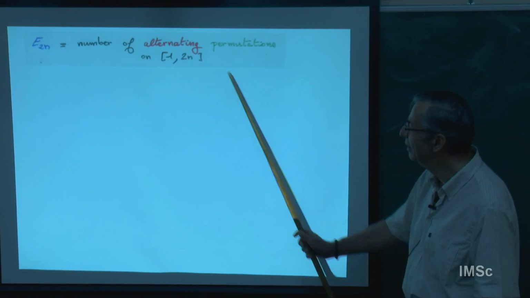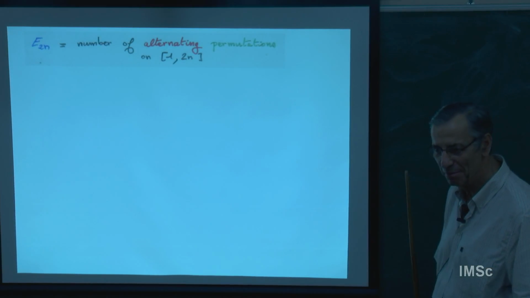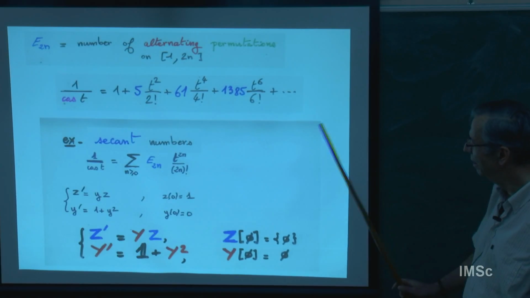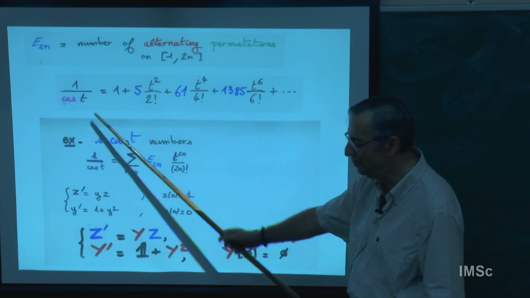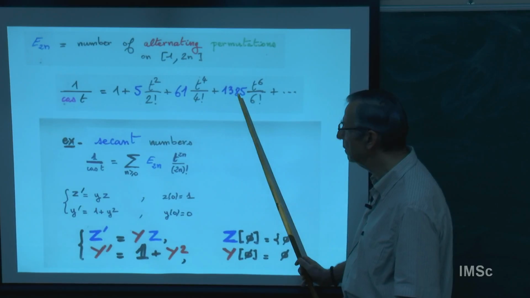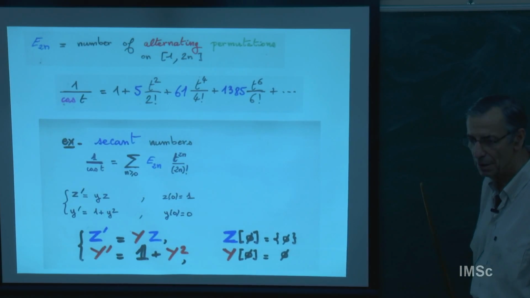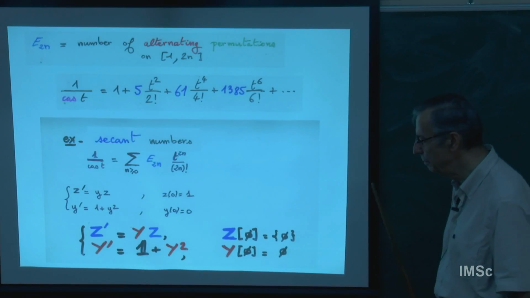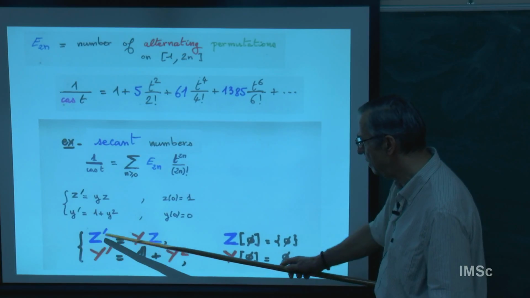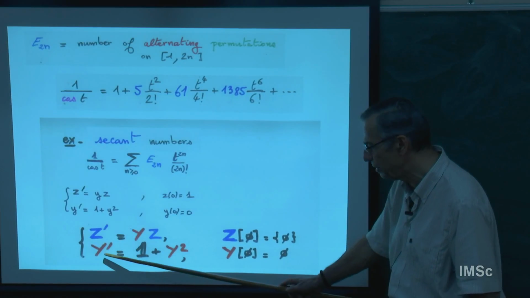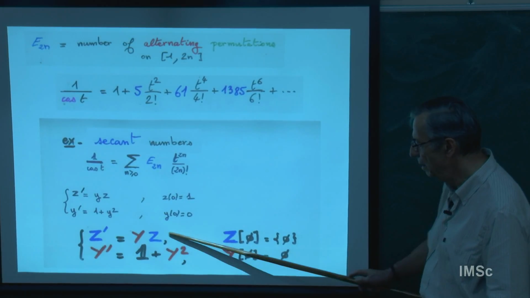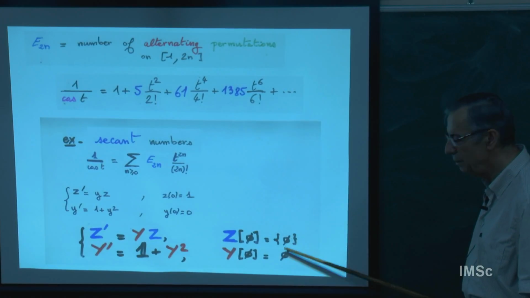So what about alternating permutations on an even number of letters? Here I claim that this is a development of 1 over cosine t, which is called the secant, and the secant numbers are 1, 5, 61. They are always odd numbers. Tangent numbers have a lot of divisibility by 2. And just check that 1 over cosine t satisfies this differential equation. Y is tangent t, and z is secant t, the inverse of cosine. So you have this system of differential equations with this initial condition.